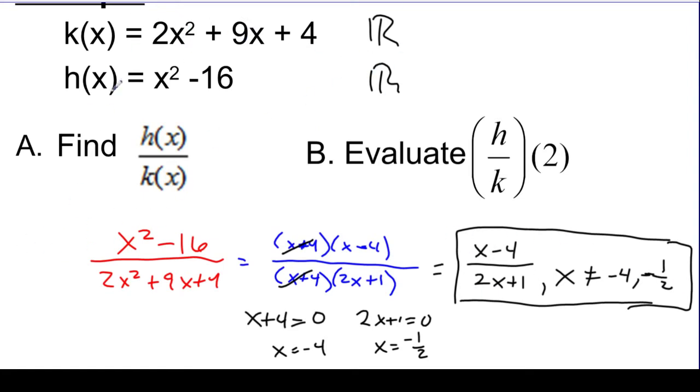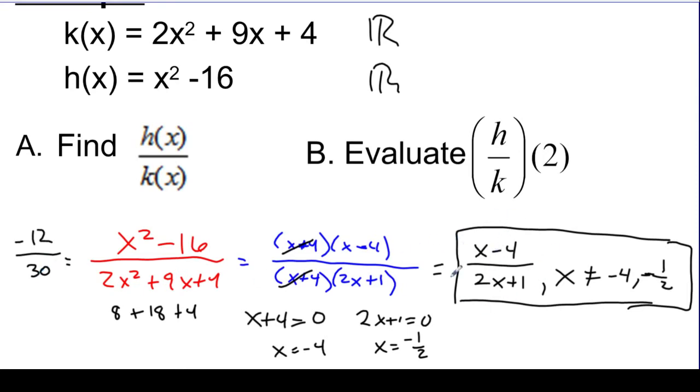So if I plug a 2 into my original function h over k, I'd say, well, 2 squared is 4, 4 minus 16 is negative 12. And I can plug this 2 in also here and here. 2 squared is 4, 4 times 2 is 8, plus 18 plus 4. Well, 8 plus 18 is 26, and 26 plus 4 is 30. So this is the fraction negative 12 over 30. Let's leave that for a second and see what happens in my new function.